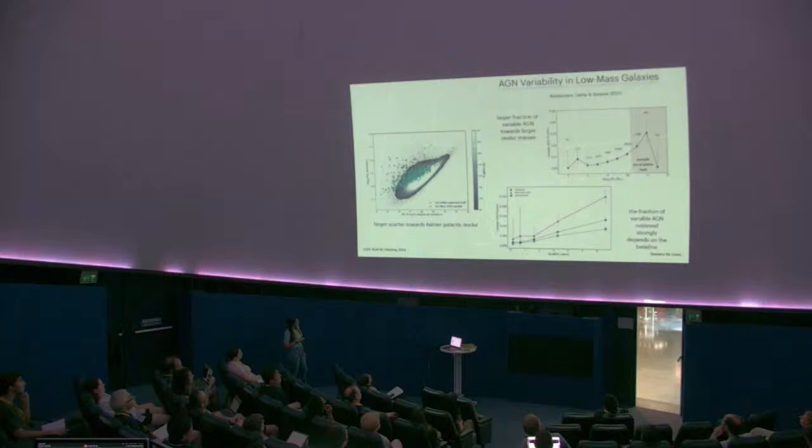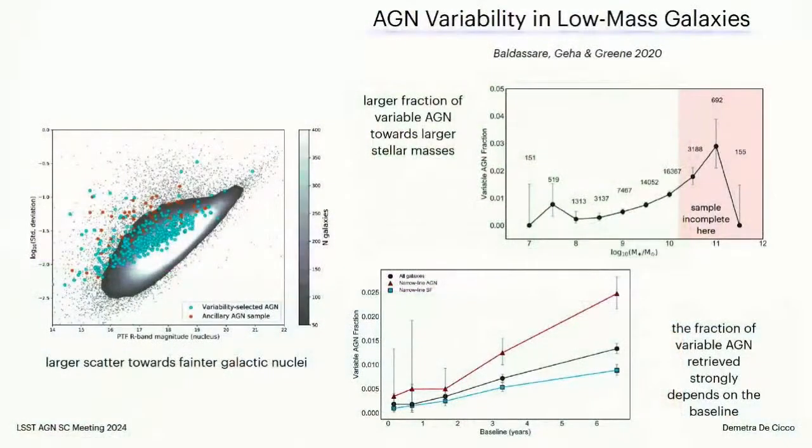one important point is that the fraction of AGN variability definitely increases with the baseline. Now they stop here at less than 7 years. Imagine what we can have with the LSST once we cover a 10-year baseline. Okay, we will be able to achieve a larger fraction of these sources to have a larger sample to deal with.